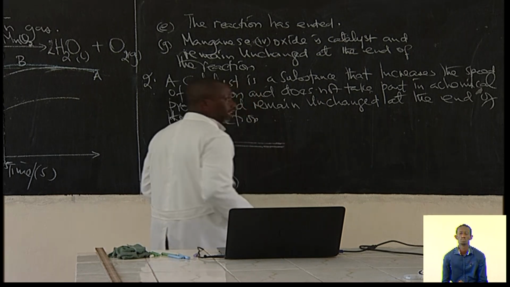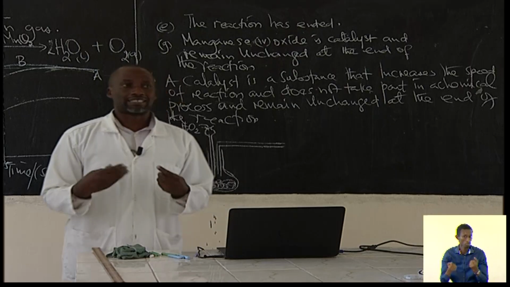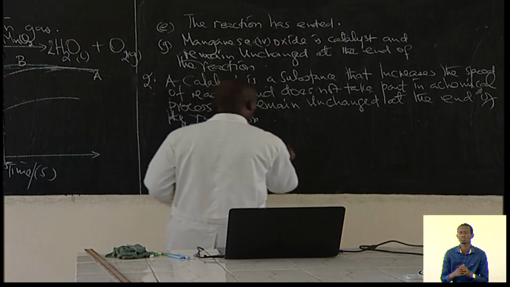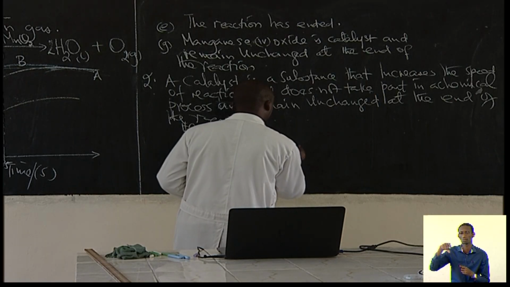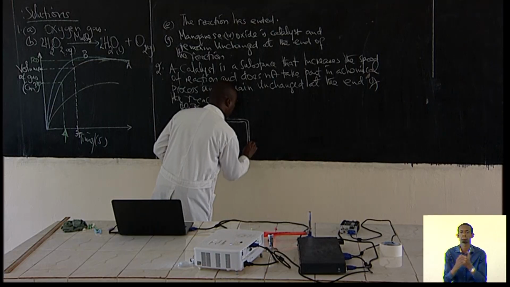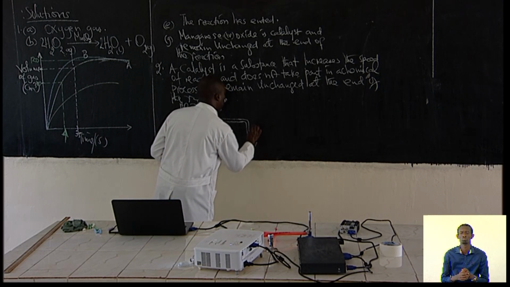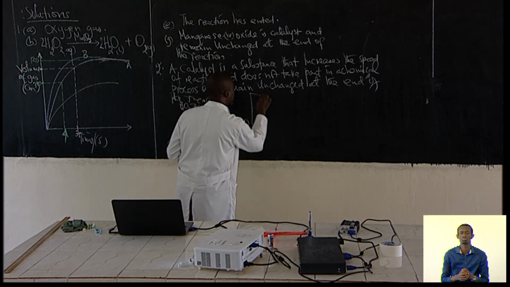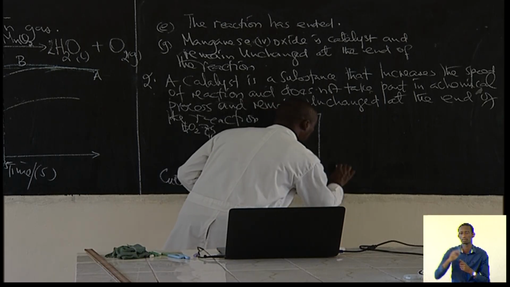How do you collect the gas? You may have a calibrated cylinder. You have to connect this one to a calibrated measuring cylinder. This is a measuring cylinder over here. So this is the diagram: a measuring cylinder which is calibrated, and this one can even be collected over water.